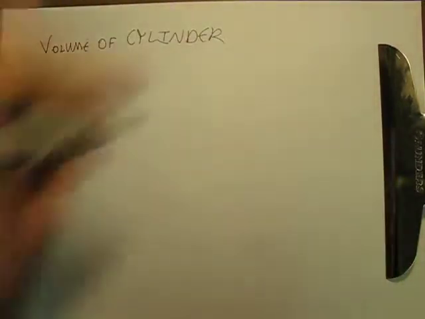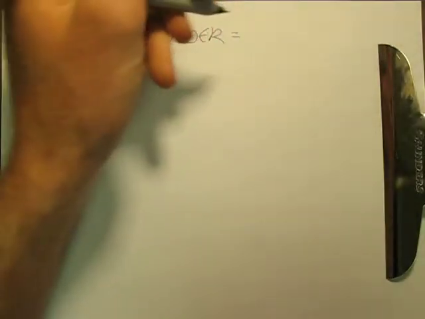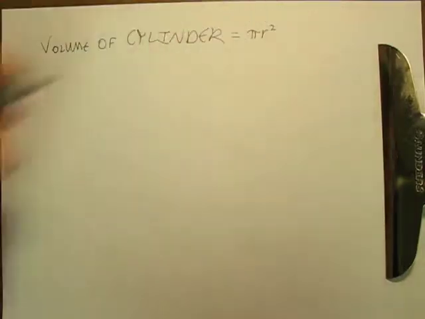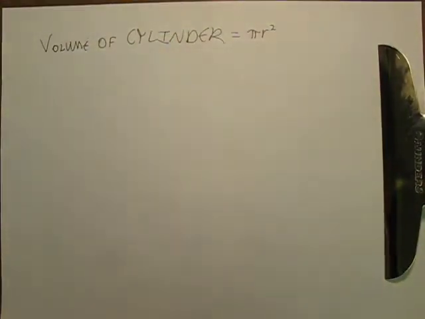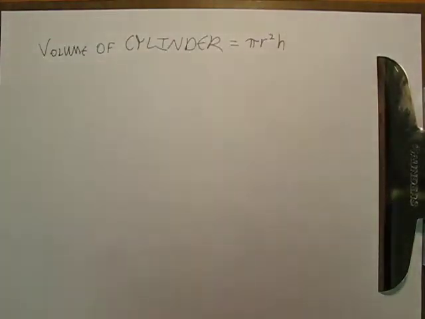the area of the base. Now the area of the base is a circle, so the area of a circle is going to be pi r squared, and then we're going to have the height. So we're going to have pi r squared times the height.